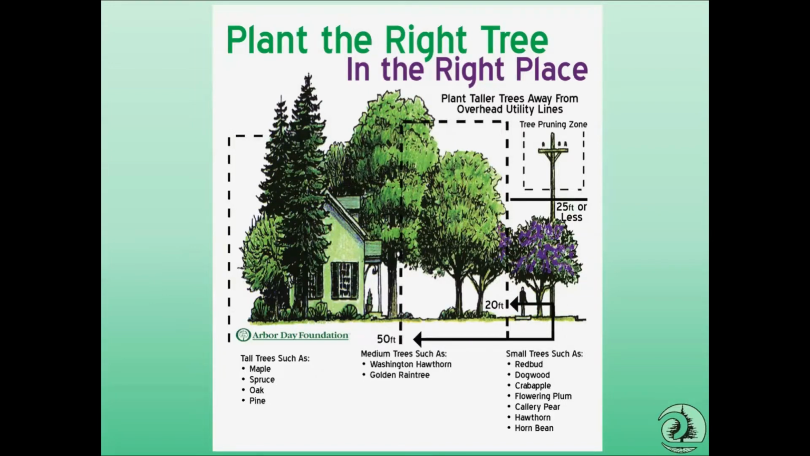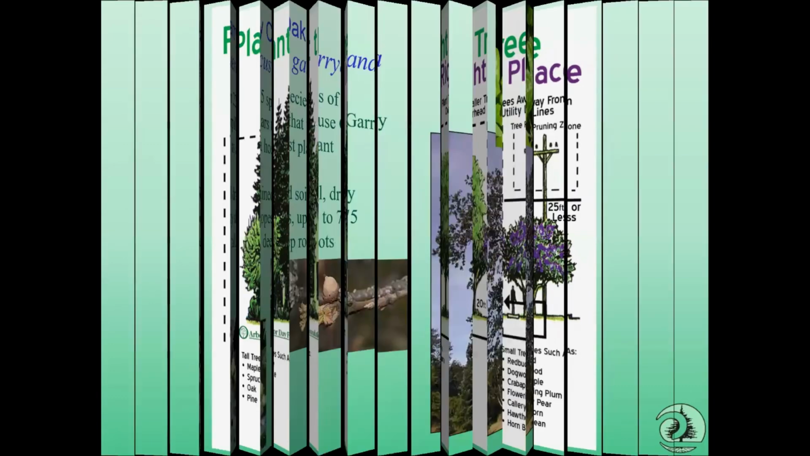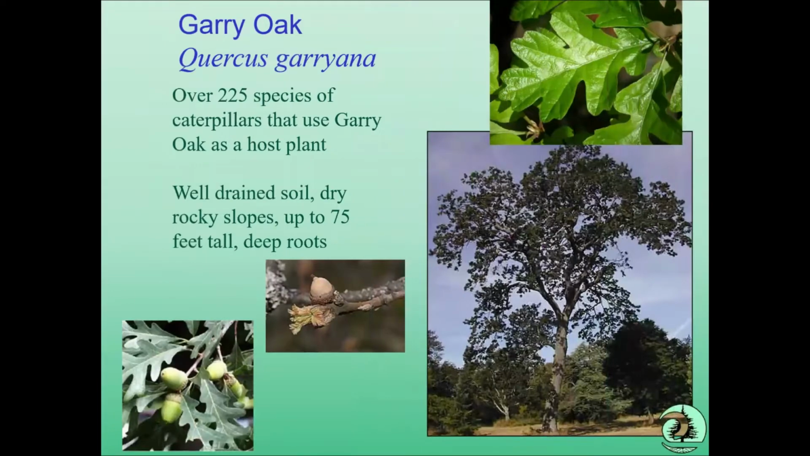So I'm going to dive right into the different species of plants. I'm going to start with the trees, and I'm going to start with our deciduous trees. Now, I could have gone on and on and on, made a million slides about a million different plants, but these are just some of the ones that we can probably find at nurseries around here. So the Garry oak. The Garry oak is a wonderful tree.